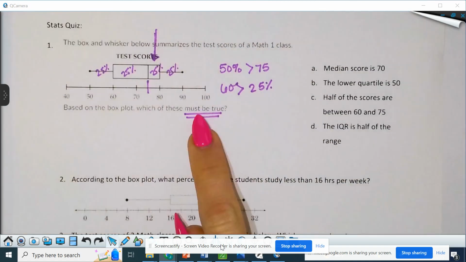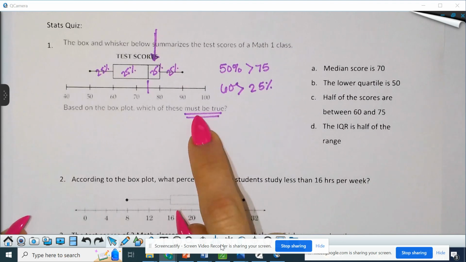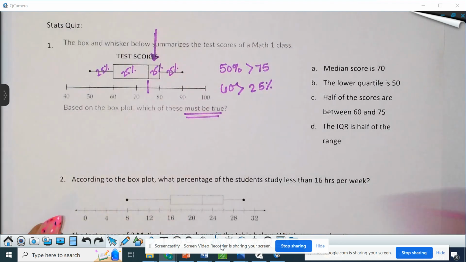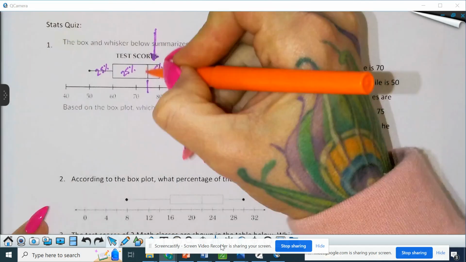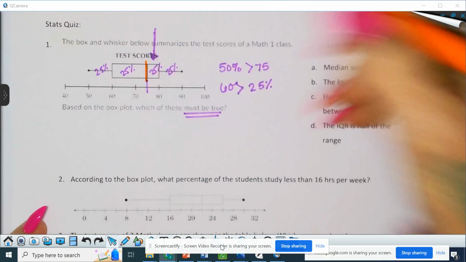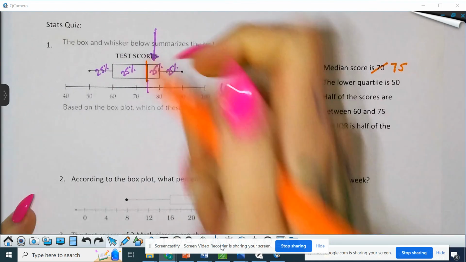And I say that because it's a lot of words to get to the point. They do a lot of not trues and we get excited and we see the word true and we just skip right over the not. So that's why I was saying make sure you read it very carefully. So this is a definitely is true. Our median score, that's going to be our middle line, which is right here, which we know is a 75. So that's not true.